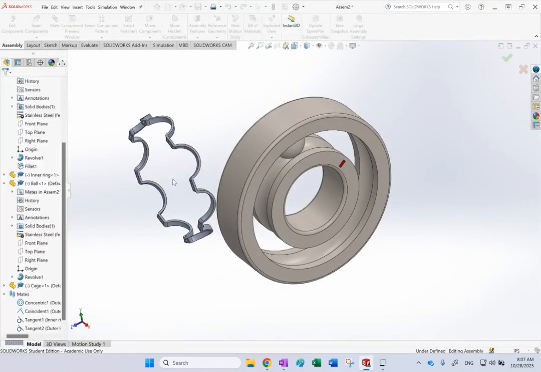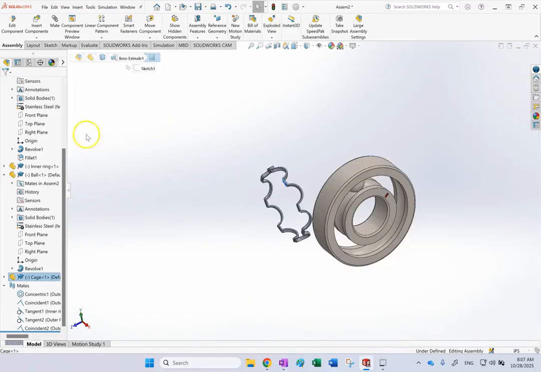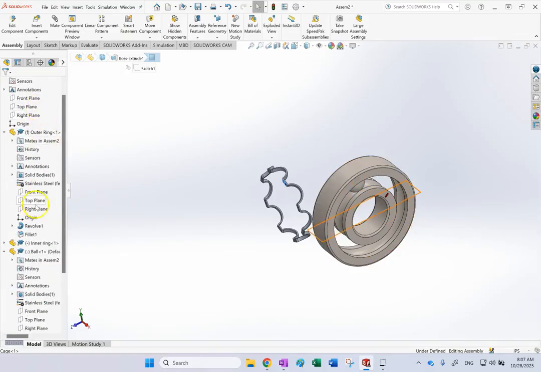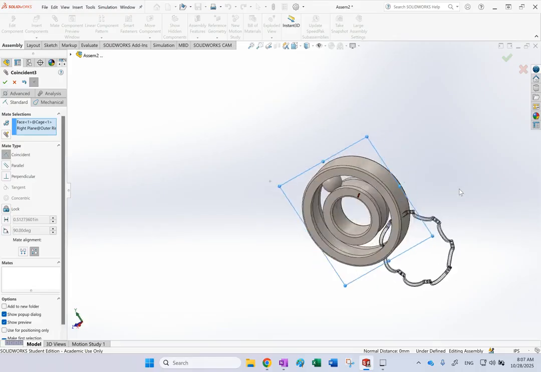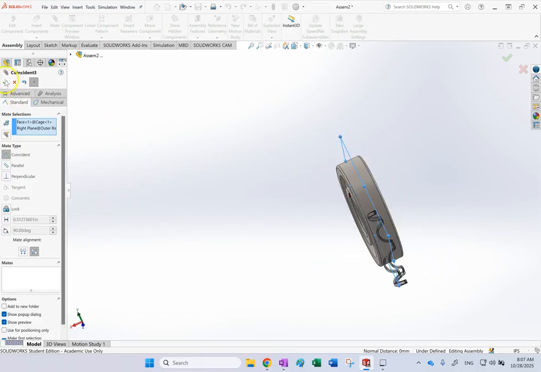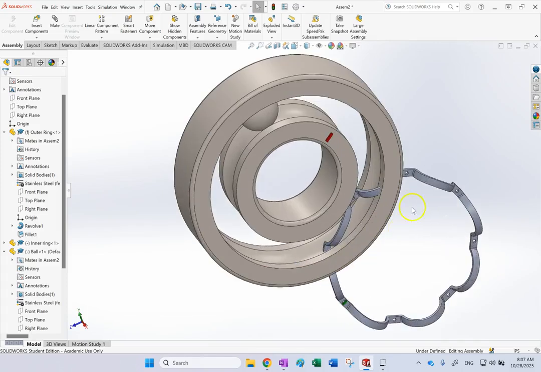So this is the cage. The first thing I want to do is force this flat surface of it to be coincident with the midplane of the outer ring, which is this plane here. I made these two coincident, and it should sit against it. So make sure it is sitting against it. There we go.